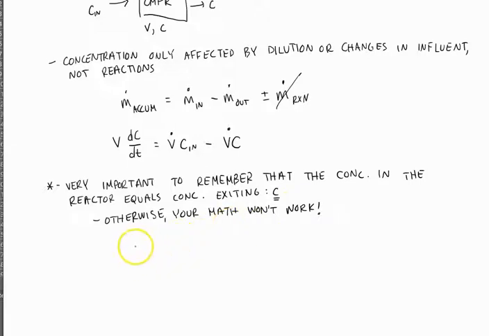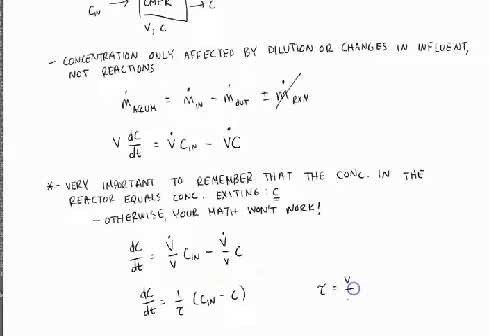So what I'm going to do here is I am going to very painstakingly go through each of these steps so you can see exactly how this math works. So I'm going to divide both sides by V, and then I end up with this term tau, which is the residence time, equal to V over V naught. And that allows me to simplify.